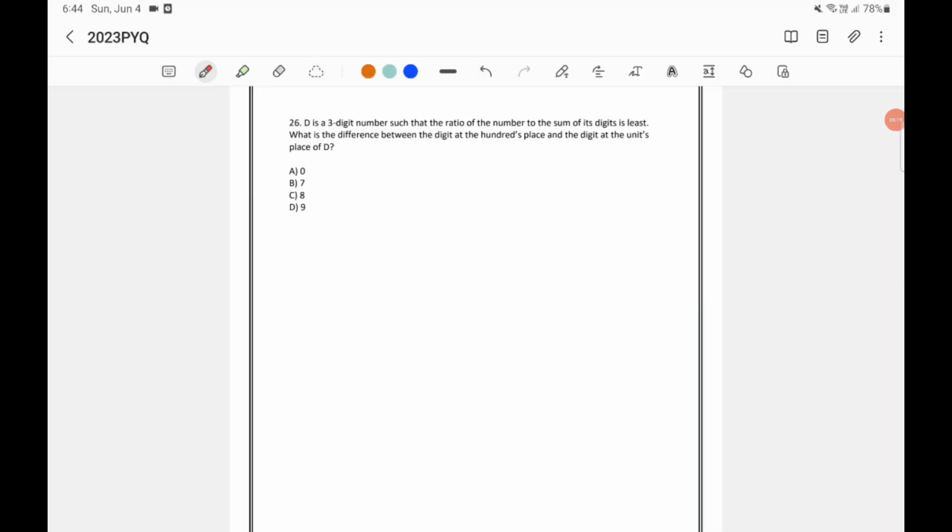So let's do one more question. This is actually a very tricky question. D is a 3-digit number such that the ratio of the number to the sum of the digits is the least. What is the difference between the digit at the 100th place and at the unit place of D? For example, let's take the smallest 3-digit number first, that is 100, right? So 100 divided by the sum of its digits, that is 1, we will get 100.